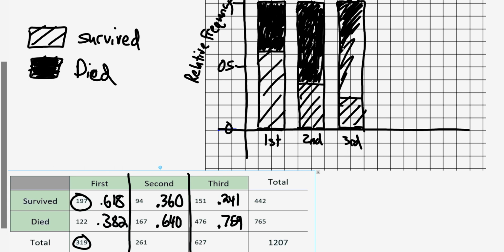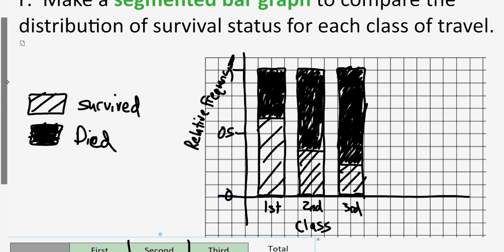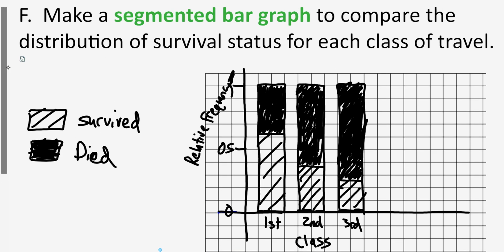And you can see when you're comparing the three classes, there's a lot more who survived in first class relative to the total of first class people compared to third class. Okay? And that's a segmented bar graph. I'm going to also label down here, I forgot to label class. And we'll label this at the top as the distribution of survival status by class, something like that. That's a segmented bar graph.